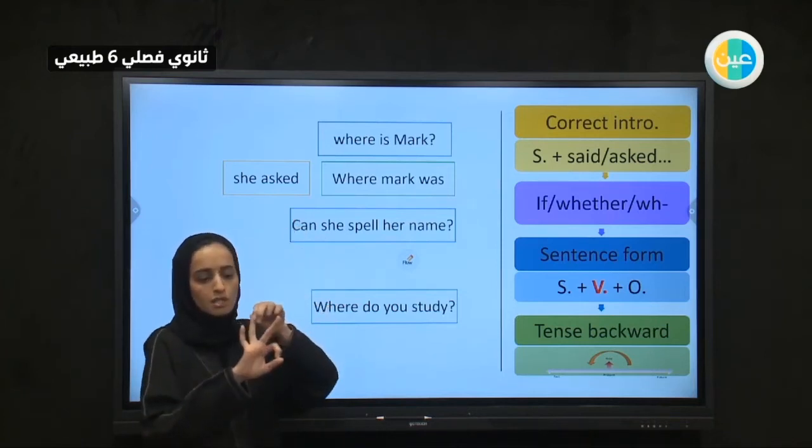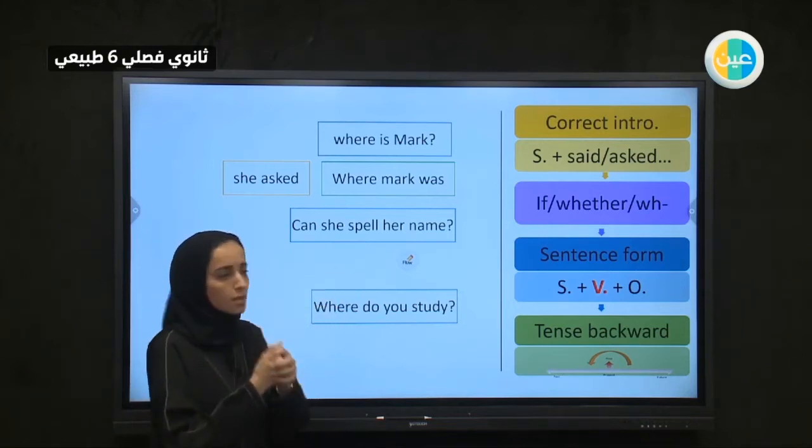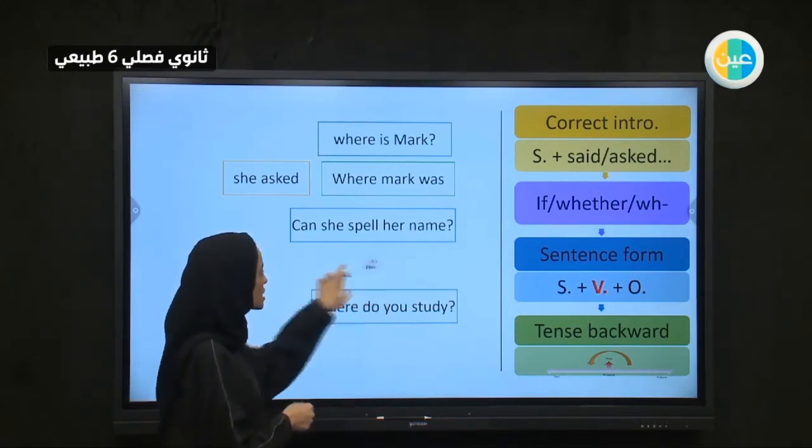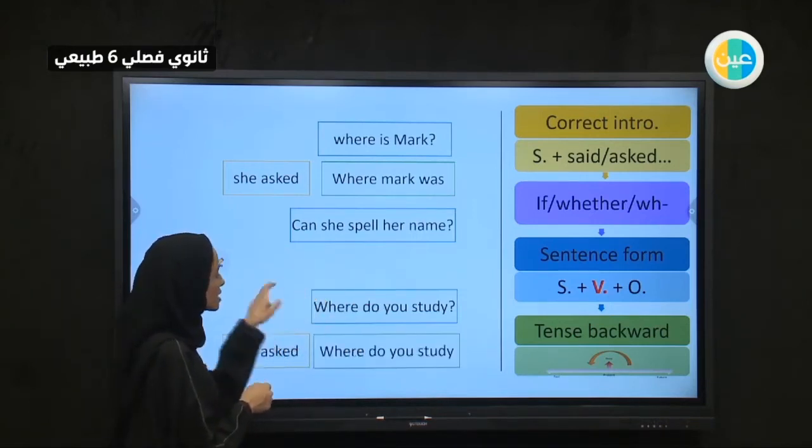Put the question as it is. Invert it. Change the order. Then by the end, change the present into past. Can she spell her name? I want to know. Then we would say here, let's do this one.